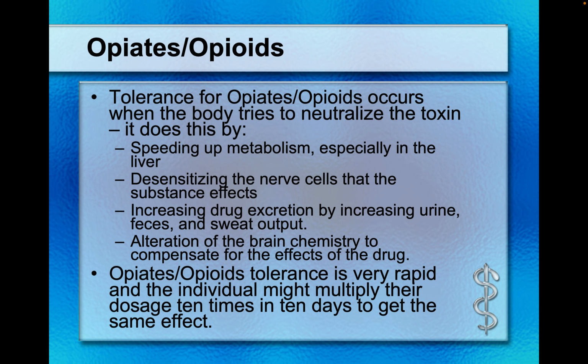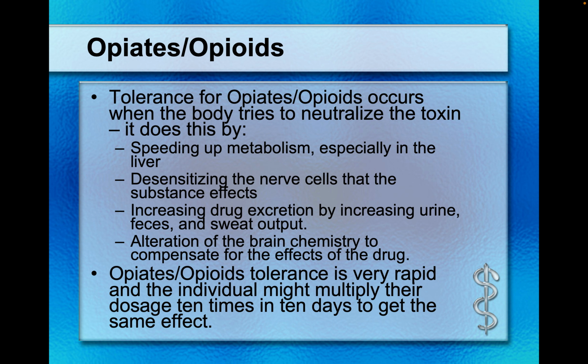Anyway, tolerance for opioids occurs when the body tries to neutralize the toxin. It does this by speeding up metabolism, especially in the liver, desensitizing the nerve cells that the substance affects, increasing drug excretion by increasing urine, feces, and sweat output, alteration of the brain chemistry to compensate for the effects of the drug.